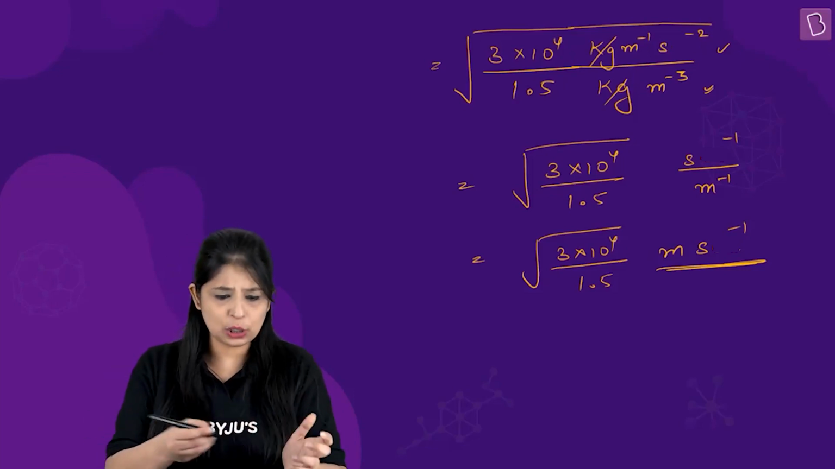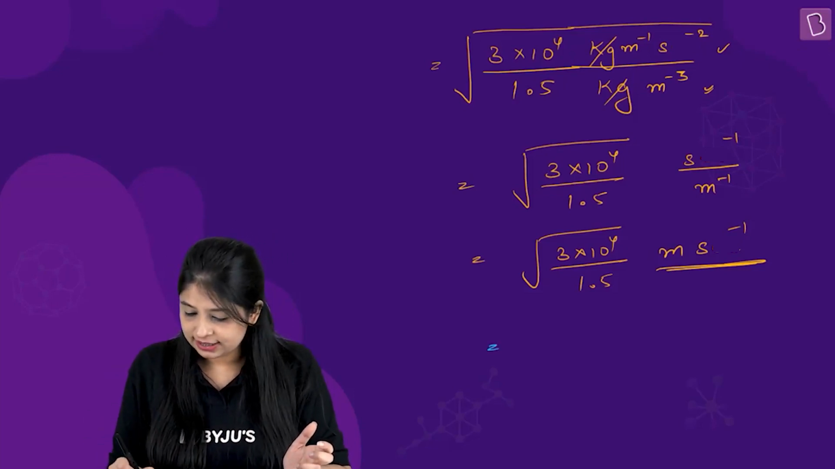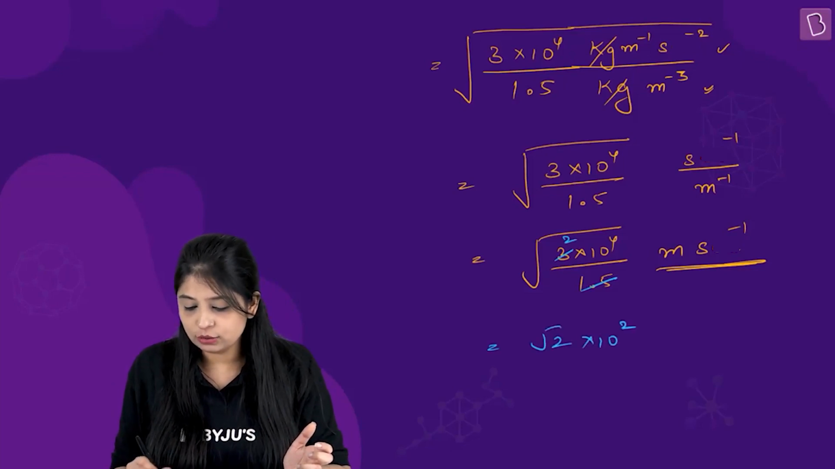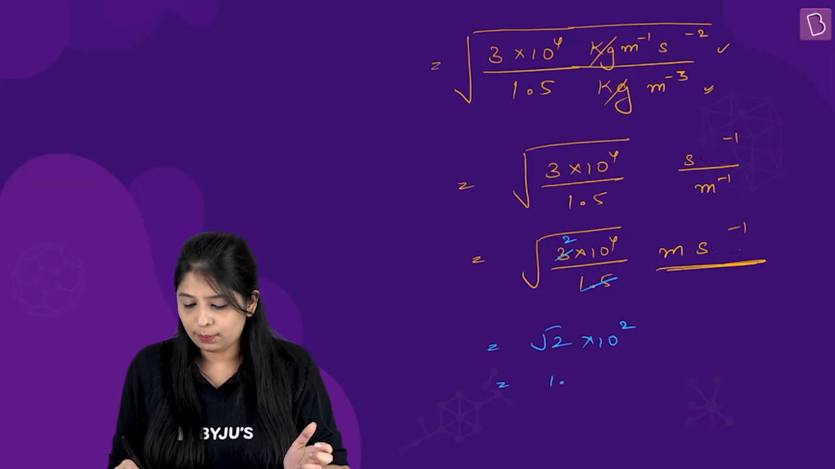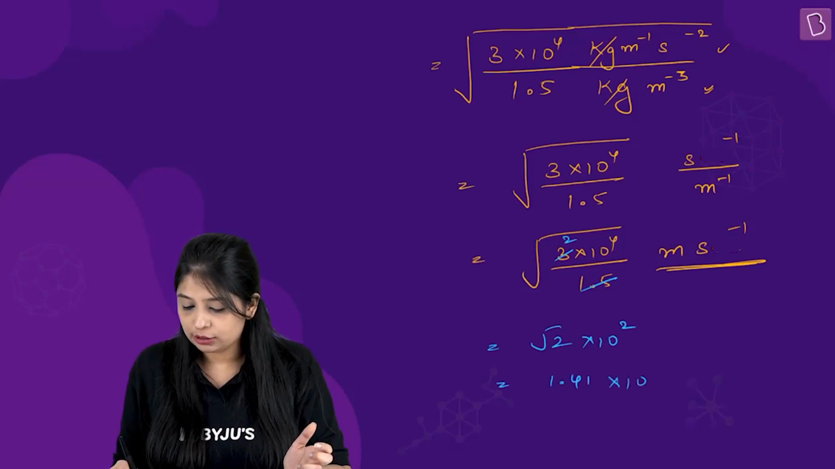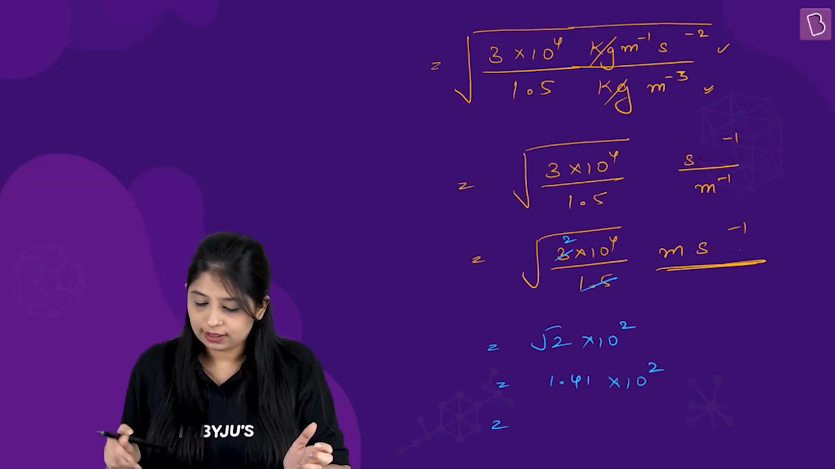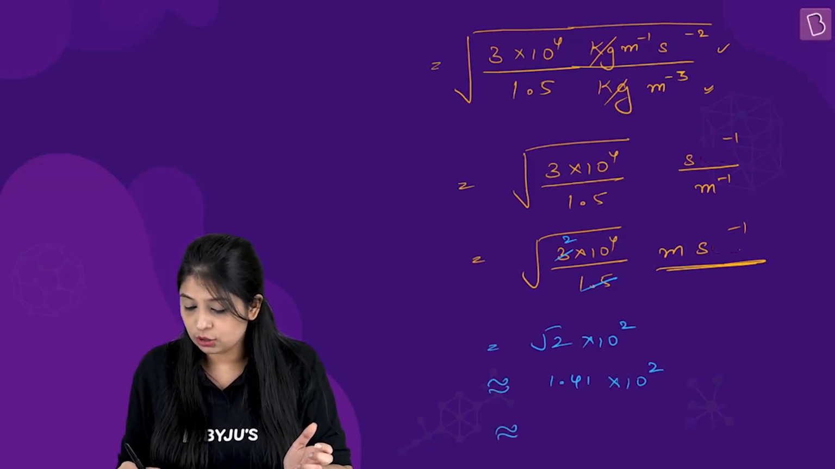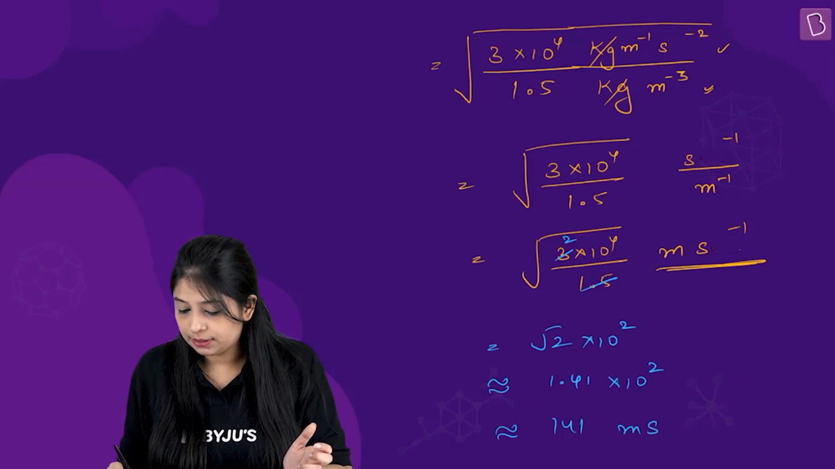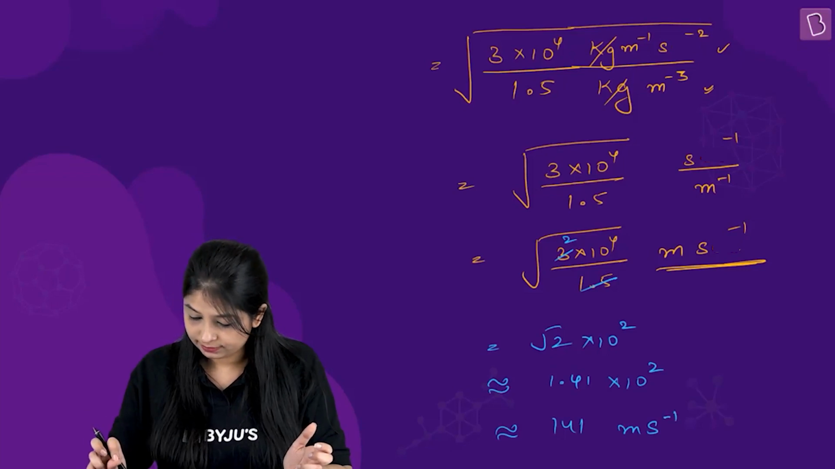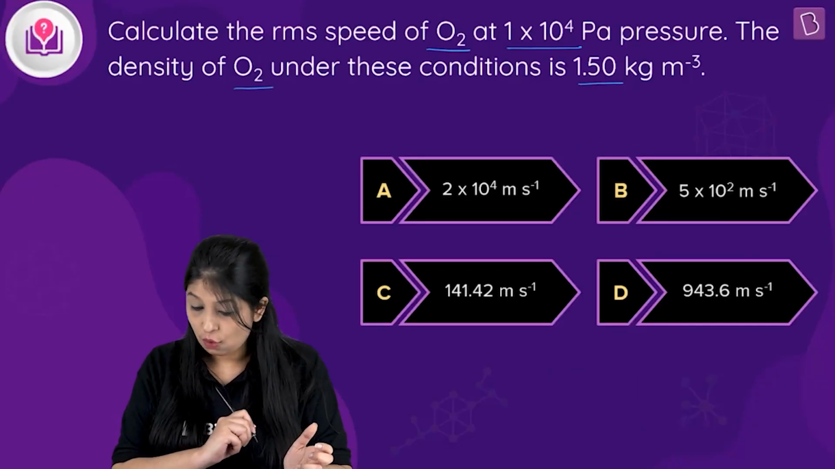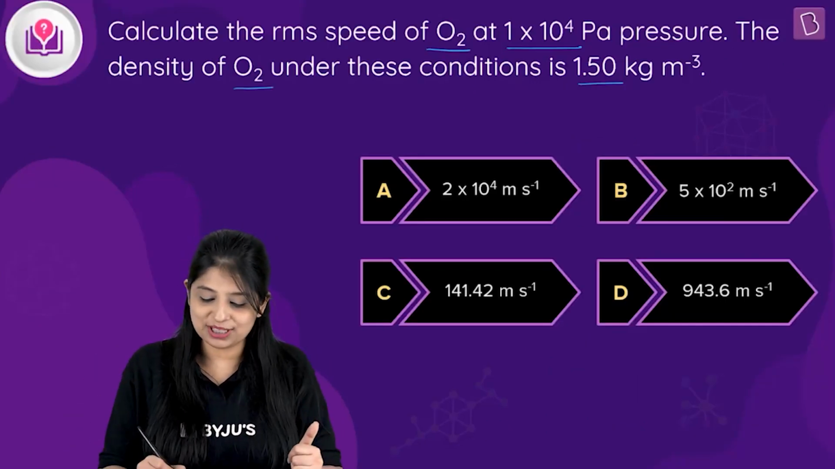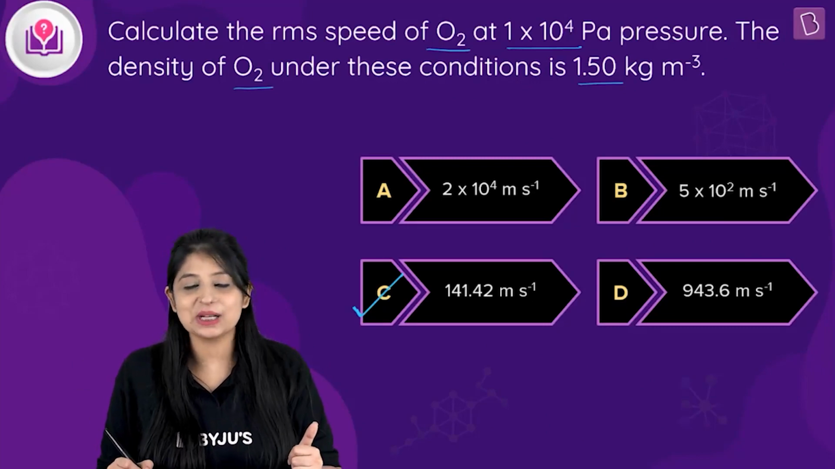Okay, so let's solve this question now, right? So this is 2, right? So under root 2 into 10 raised power 2, right? Under root 2 is what? 1.41, right? Into 10 raised power 2. So I've just written an approximate value. So this almost comes out to be 141 meter per second. Let's check which option it matches. Well, it matches our option C, which is the correct option.